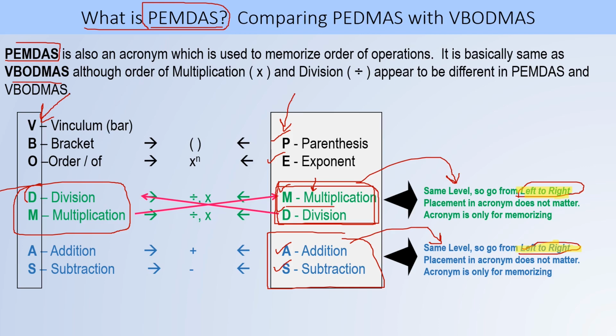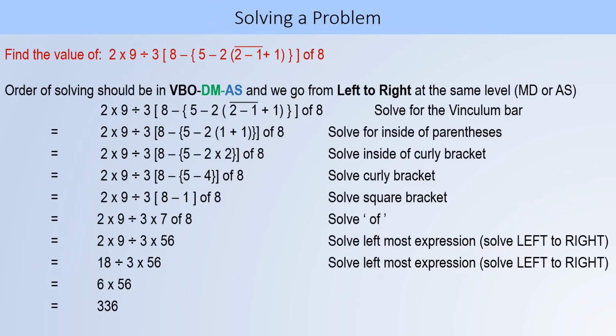And as I was telling earlier, do not worry, memorize whichever acronym suits you and use that. But remember, there are groups of operators within both acronyms, and they have to be resolved from left to right. Okay, now let's try to solve one more problem, and we shall use our VBODMAS, which, as you know, can be replaced by PEMDAS. We can go either way, and we have to remember that we have to go from left to right in the level of M and D, or in A and S, that is addition and subtraction.